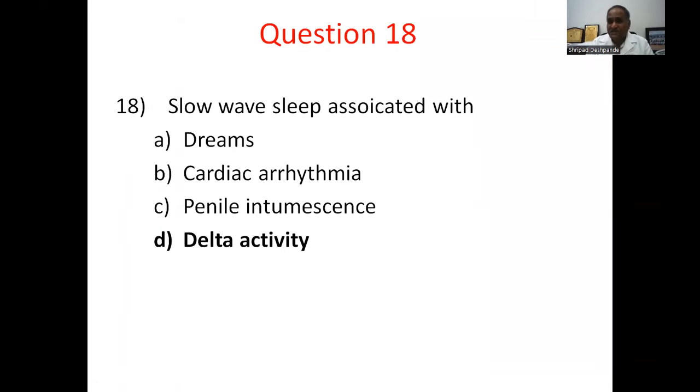Question number 18. Slow wave sleep is associated with.